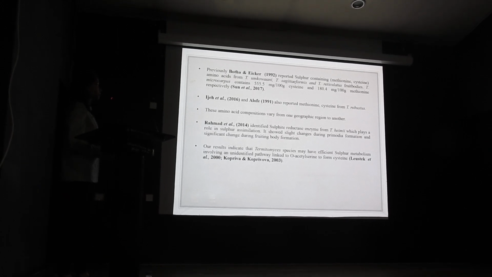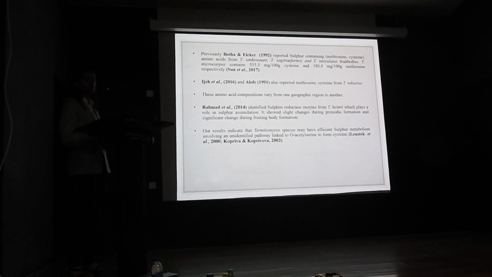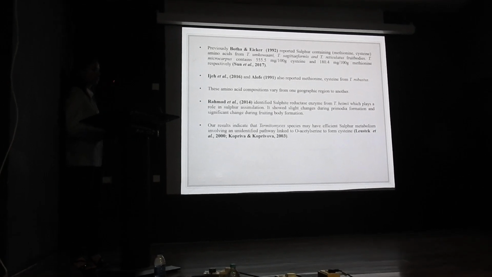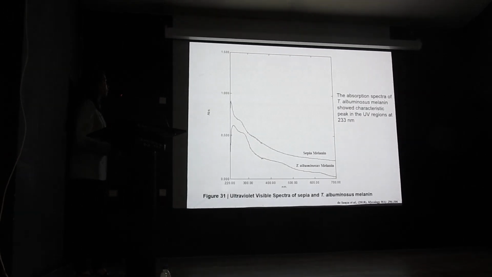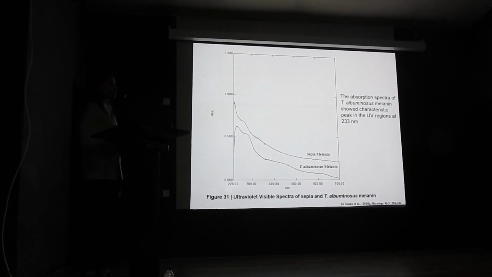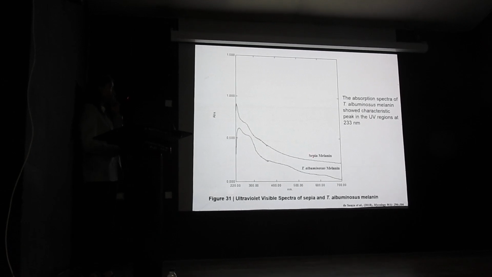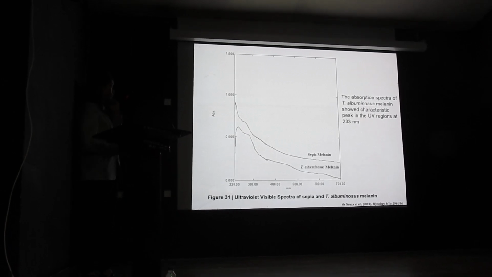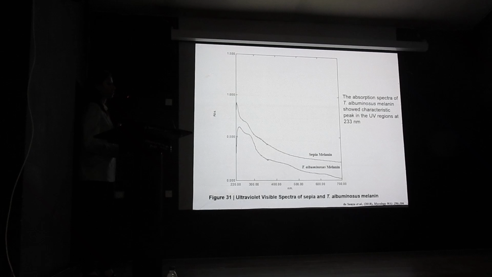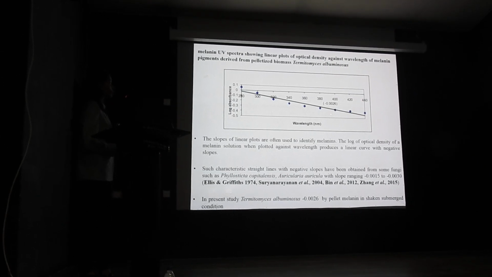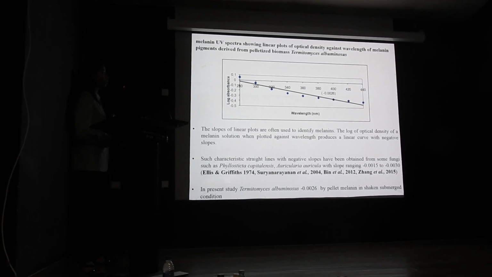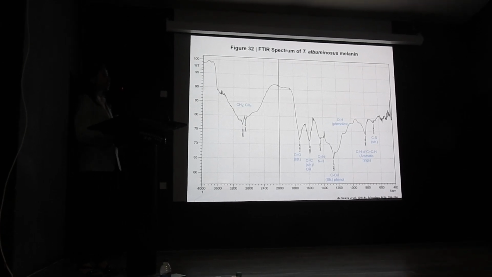So our results indicate there is possibly a sulfur metabolism present in this Termitomyces, which needs to be looked into in detail. The UV-visible spectrum was done on the culture. It was consistent with sepiamelanin. Actually, sepiamelanin is not a pheomelanin, it's a eumelanin. The peak was obtained at 233 nanometers. The slope was also consistent with the published literature, as it fell in range, and FTIR studies were done.